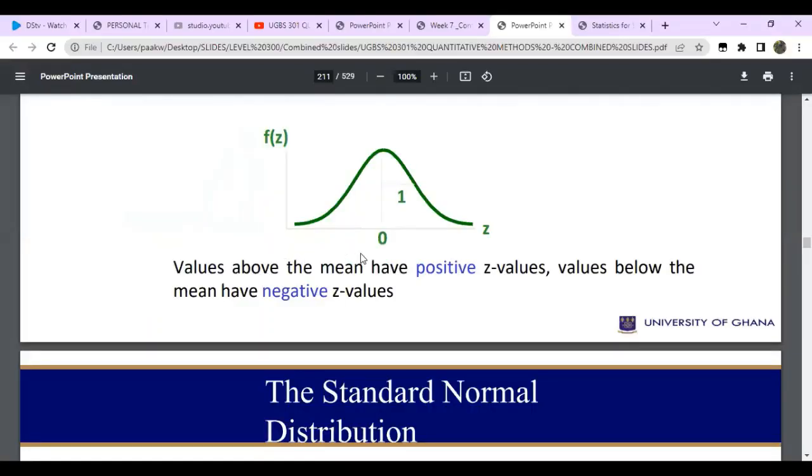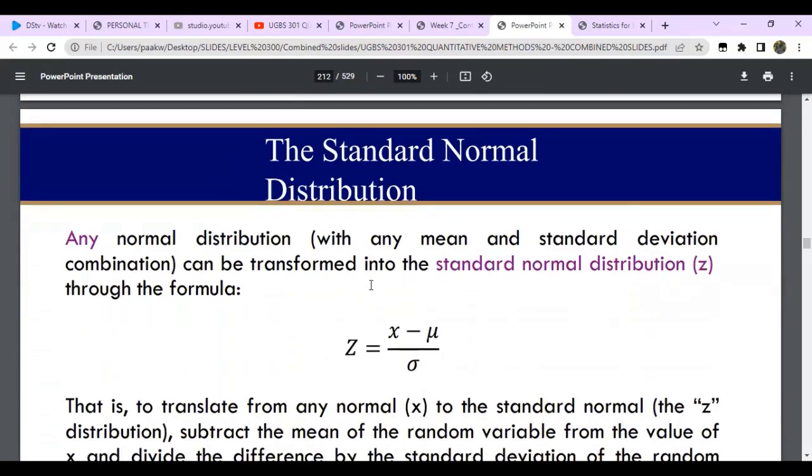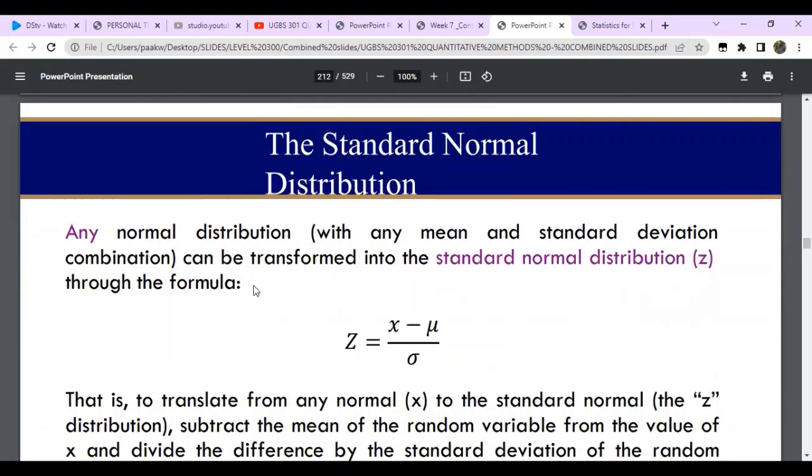So values above the mean have positive Z values. From 0 going to the right, it is positive Z values. And values below the mean have negative Z values. From 0 to the left, they are all negative Z values. You get it? So any normal distribution with any mean and standard deviation combination.